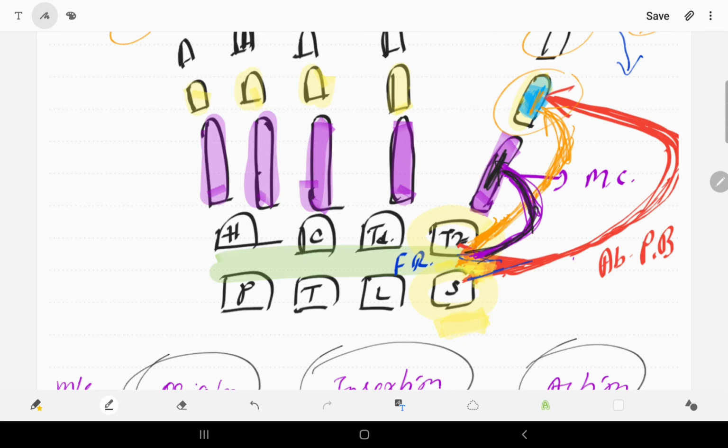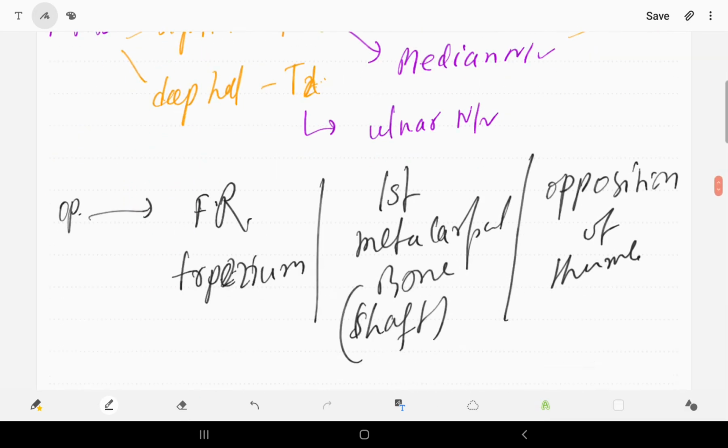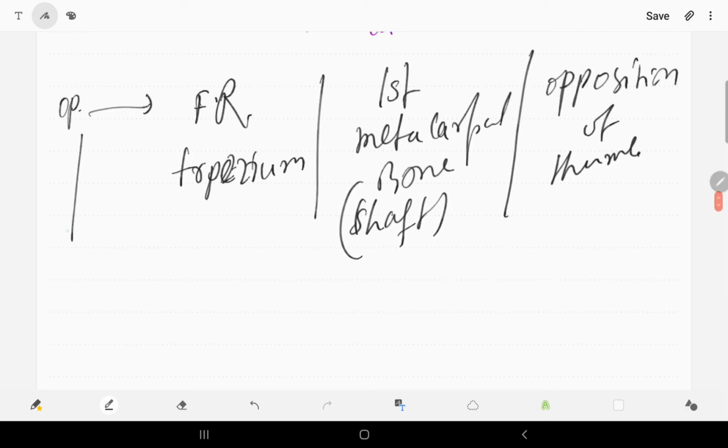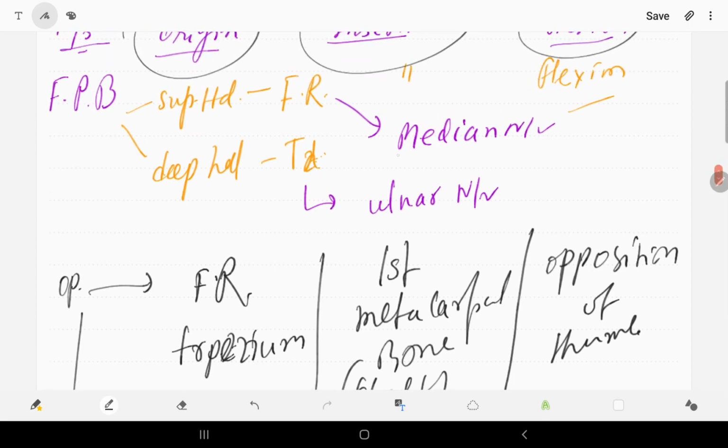Okay, it does not matter whether it is opponens pollicis or opponens digiti minimi. Opponens muscles are always inserted into the shaft of the metacarpal bone, because opposition is mainly the movement of the shaft of the metacarpal bone. So that's all about the origin, insertion and action of thenar muscles. And obviously nerve supply: opponens pollicis is also a composite or hybrid muscle, supplied by median and ulnar nerve both.